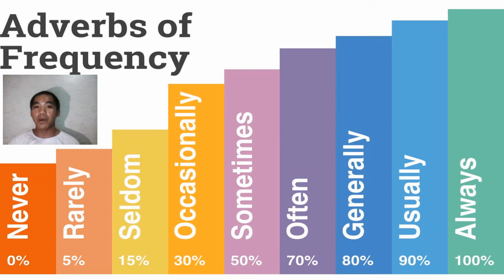For example, I always take a bath. Why is it that we use always with the verb take a bath? Because every day we are taking a bath. It's 100% that we are doing that action. We are doing that action every day. We are taking a bath every day. That's why we use always. Okay?